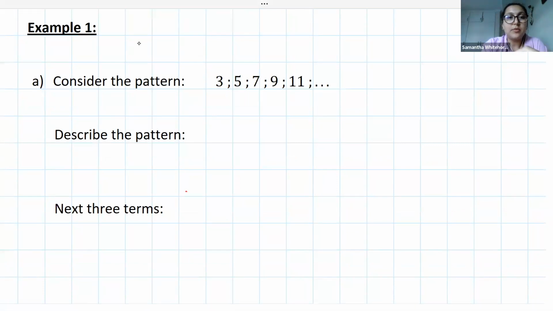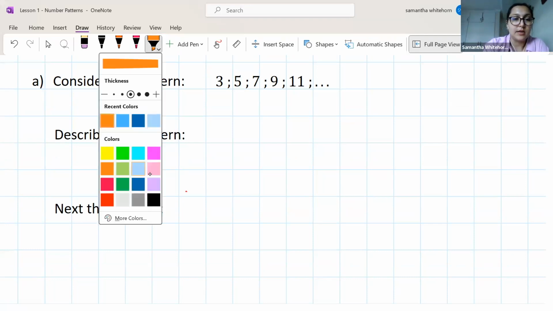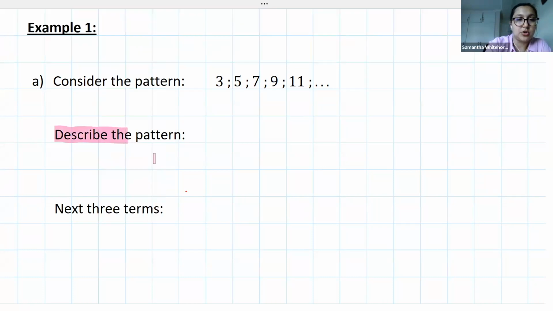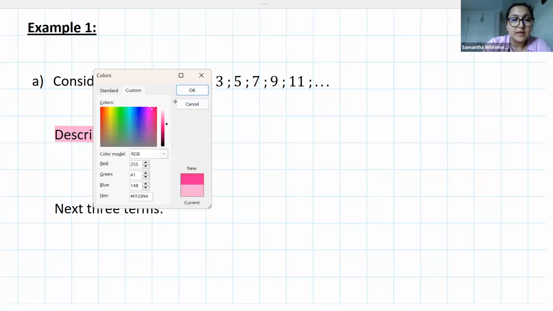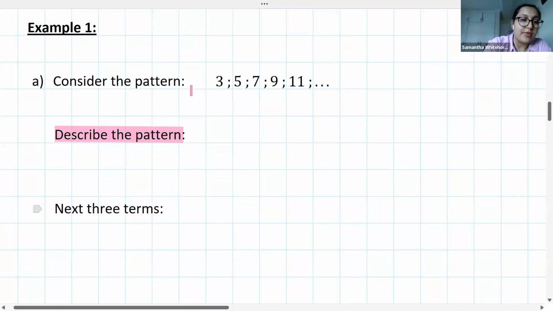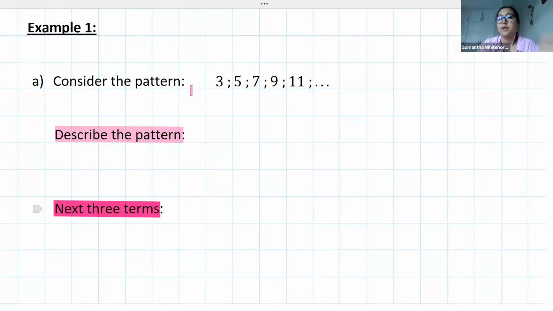All I want from you guys is two things. The first thing I would like is a description of the pattern. Just use words. What is happening in this pattern, from one output to the next output? The second thing I want you to do is tell me what the next 3 terms in this number pattern are. So let's see if we can do that.